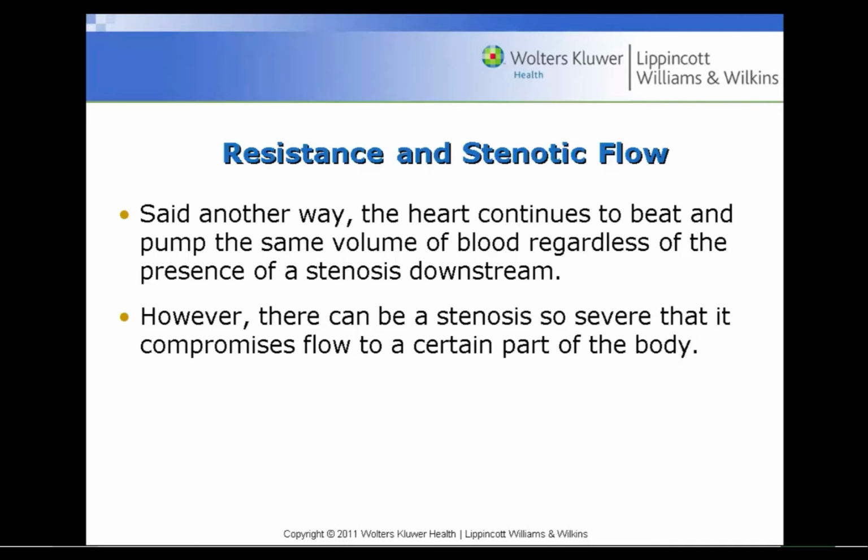And here's our other takeaway. The heart continues to beat and pump the same volume of blood, regardless of the presence of a stenosis downstream. But there can be a stenosis so severe that it compromises flow to a certain part of the body. So, of course, in our work, we're going to be looking at the carotid arteries because we do like to have blood in our brain so we can function well. But then again, there could be other things like thrombosis and pathologies that we do need to monitor until a plan of action is put in place to make sure that body part does not suffer.